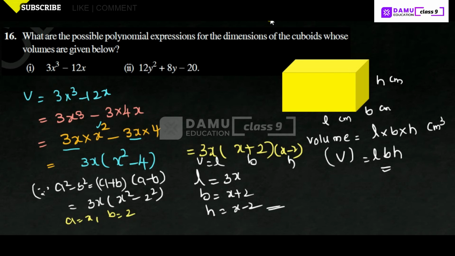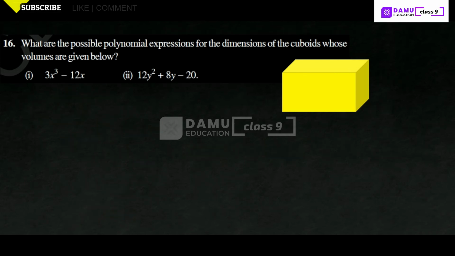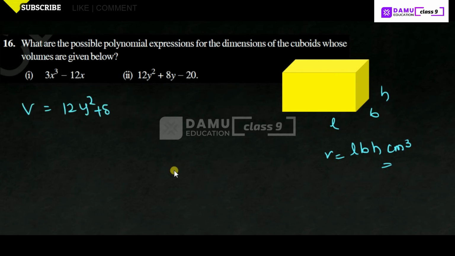Our next one is, what is that? Here also, same as the second one, the volume will be equal to LBH centimeter cube. Here they have given the volume as 12y square plus 8y minus 20. From this you can take one thing as common. Why? Because all of these are multiples of 4, and also multiples of 2, but the maximum one is 4.